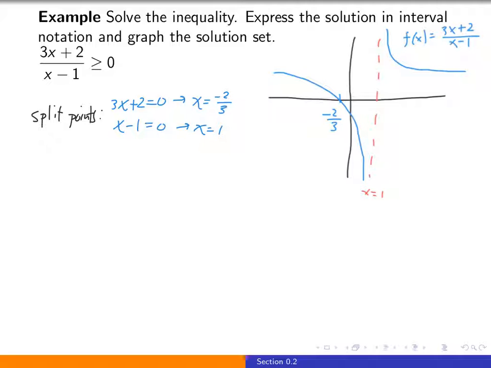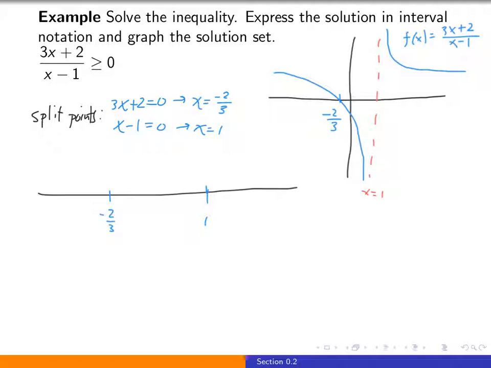The reason that we are calling these split points is that we are thinking of them as splitting up the real axis. So minus 2/3 and 1. And what this is going to do for us is give us 3 what we will call test intervals. You have minus infinity up to minus 2/3, minus 2/3 to 1, and 1 to infinity. And on each of these 3 intervals, our function will be entirely positive or entirely negative.